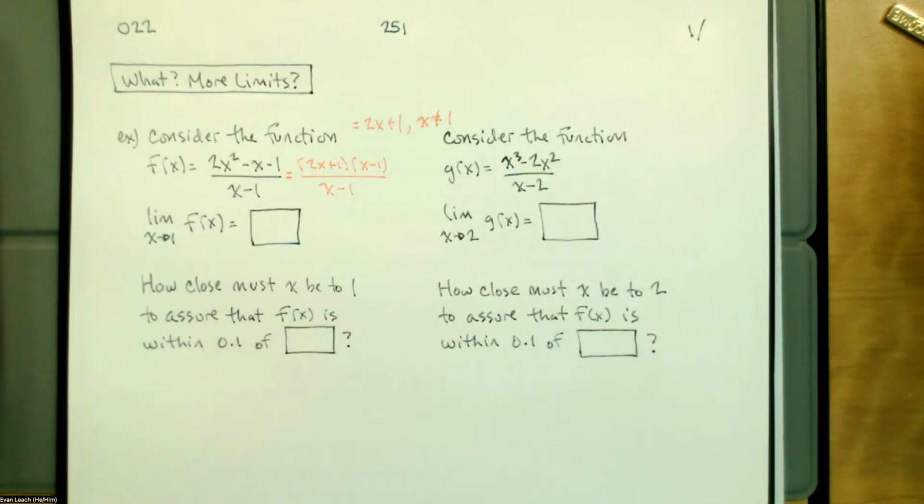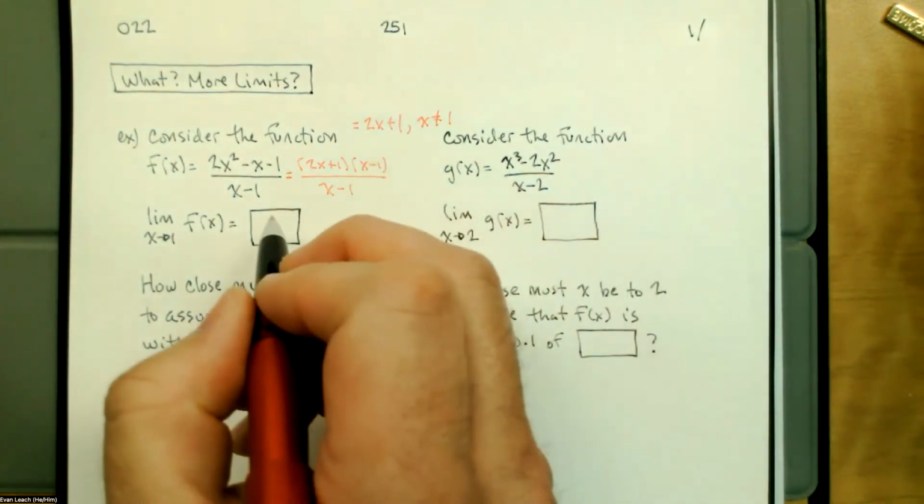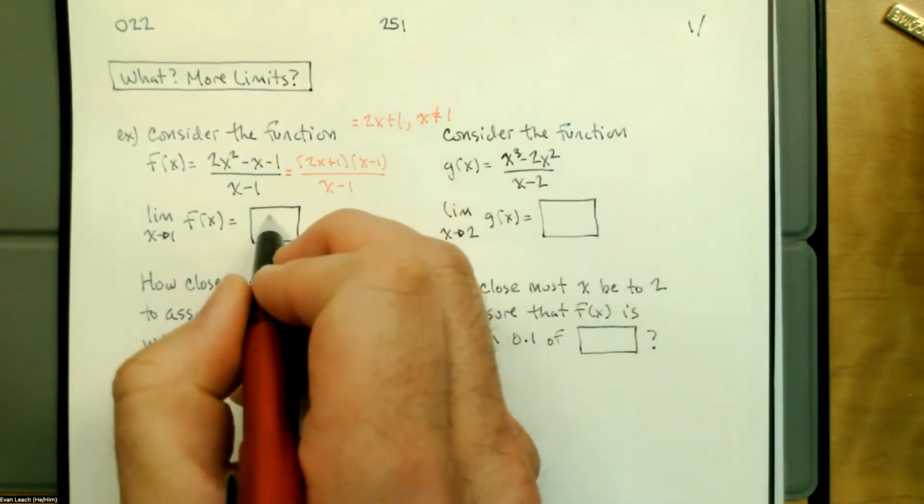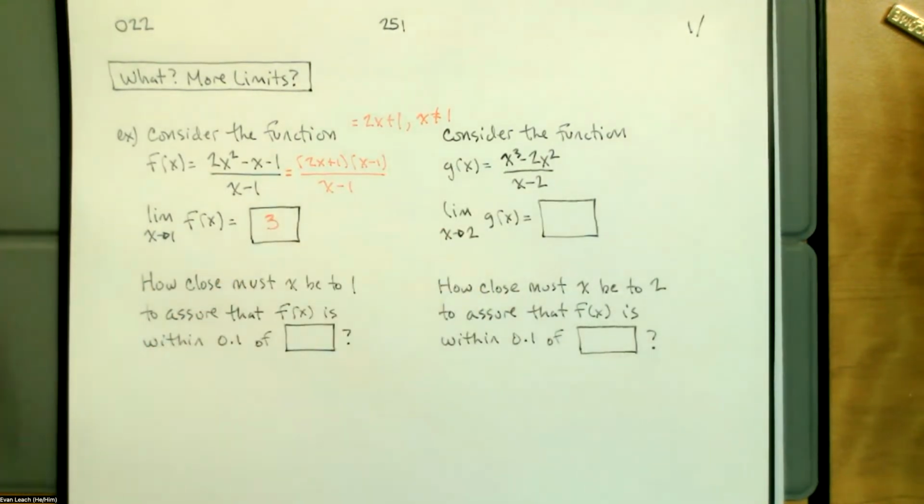I should say that with more confidence. We get 3, right? Yeah, okay. I'm not good at arithmetic, so we plug in 1 into 2x plus 1, and the limit is 3.